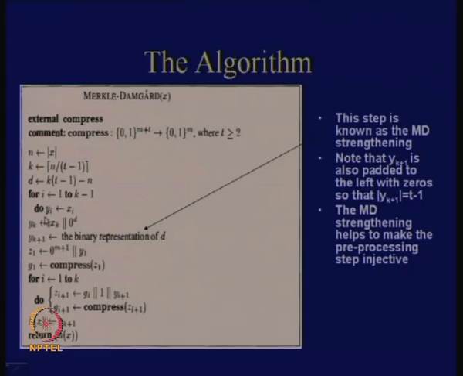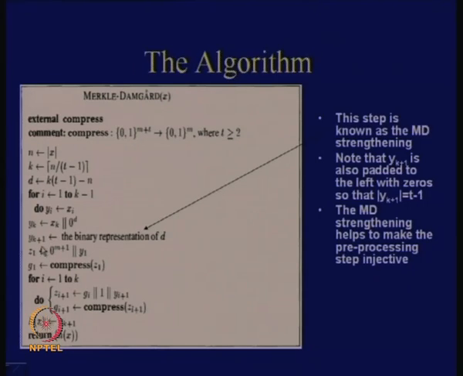So that is the preprocessing step. Only the kth block, what you do is that you take xk and to the right you pad that with d zeros. If you do that, then this also becomes of size t minus 1. Then there is an additional step which is called the Merkle-Damgard strengthening step, or MD strengthening. So what is that MD strengthening step?